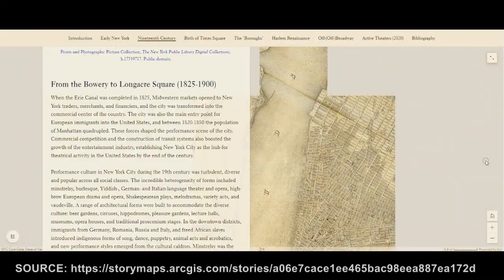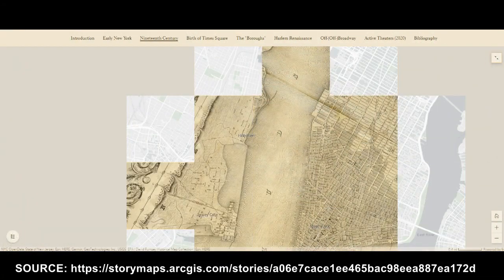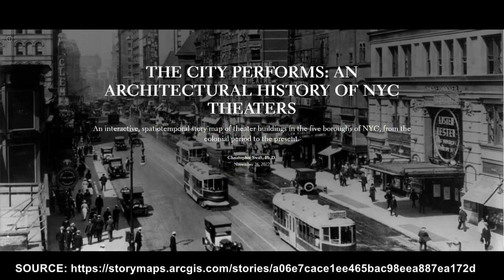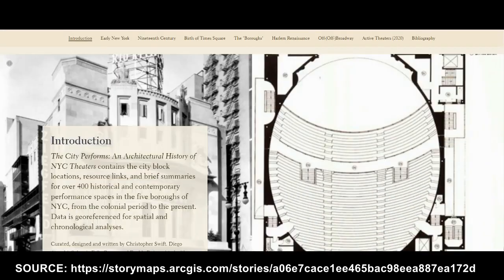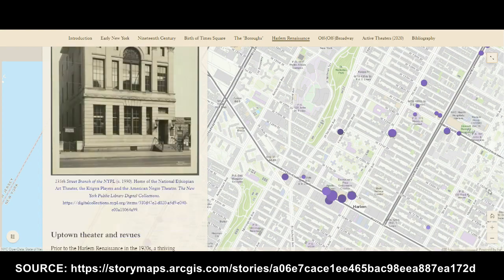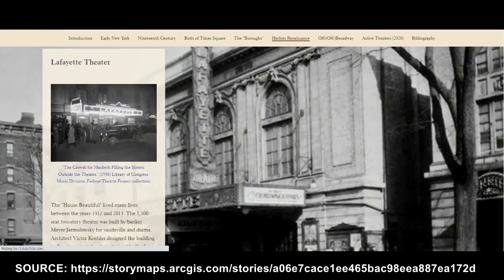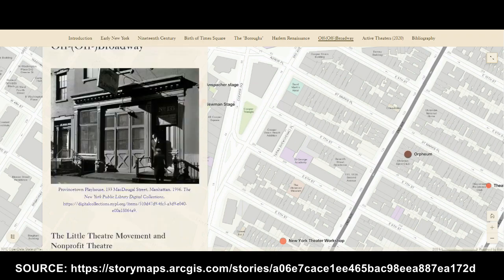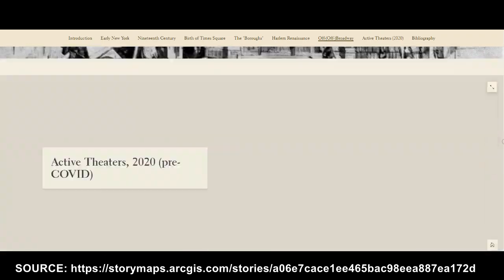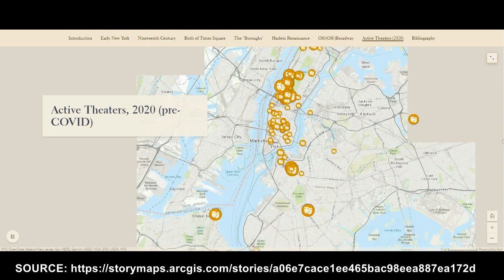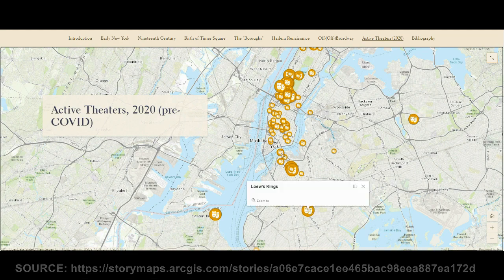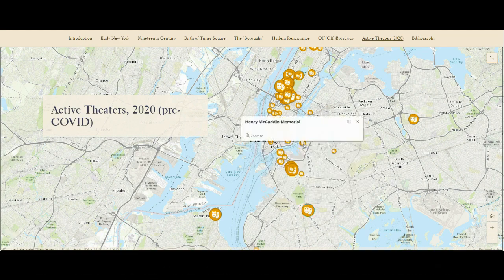Technological innovations have resulted in scholars being able to create interactive mapping resources that give users more control over the datasets. Christopher Swift's The City Performs is an interactive spatio-temporal map of the theatres in New York City from the 15th century to the present day. Subtitled An Architectural History, the resource comprises the city block locations as well as brief summaries for over 400 historical and contemporary performance spaces in the 5 boroughs. Active and inactive theatres are colour-coded, and the map is accompanied by written history, organised chronologically.